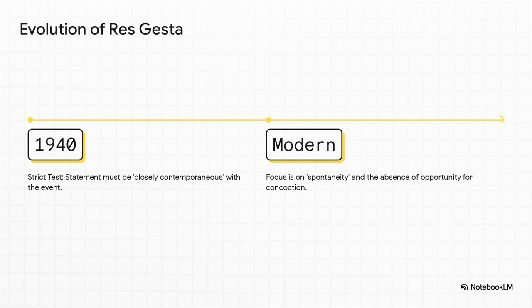What's really fascinating here is how this whole idea has changed over time. The old school approach, from cases like Carlyle, was super strict. It demanded that the statement had to be made at almost the exact same time as the event. It was like a rigid stopwatch test. But today, the modern approach is way more flexible. The courts are less worried about the exact number of seconds and more focused on whether the speaker had any real opportunity for concoction or reflection. Was it spontaneous? That's the real question now.